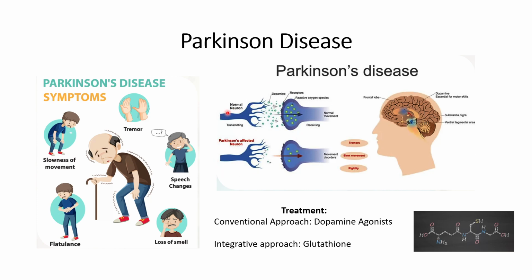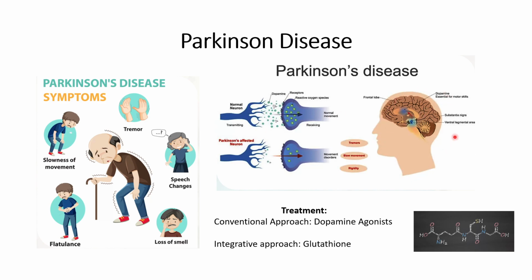This is how a normal neuron works. A normal neuron gives a signal that is taken by dopamine, and it binds to the receptor, and this binding of dopamine to the receptor triggers signals such as normal movement. This is connected with the reactive oxygen species that get activated when the dopamine binds to the receptor of the other part of the neuron.